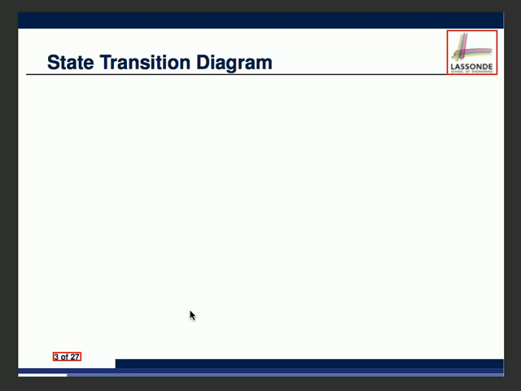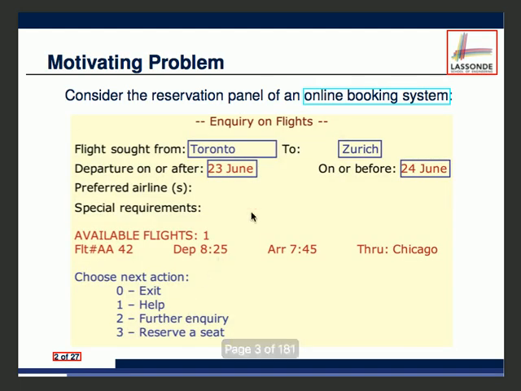For example, over here, if I'm inquiring about the flights, I might choose to go to help. Once I go to the help page, the only option I have is to go back to the original page, which is the inquiry on the flights. If I choose to reserve a seat, once I go to the reservation page, the only options I have left are either to go back to the inquiry page, or to confirm and issue the tickets, right?